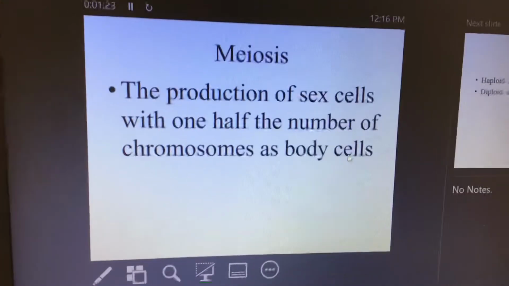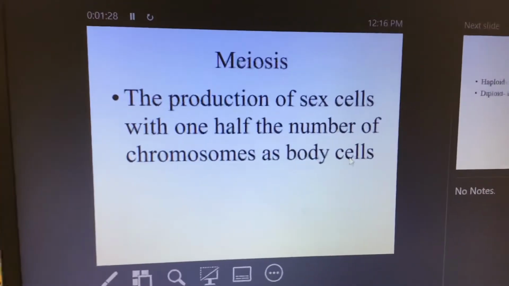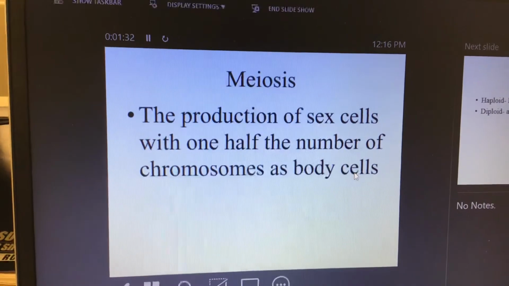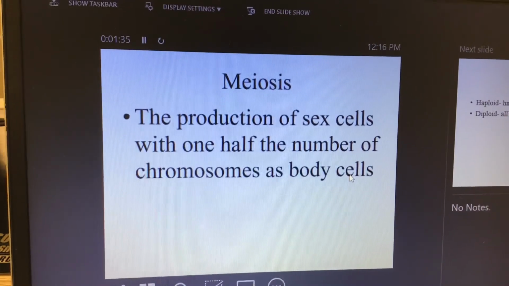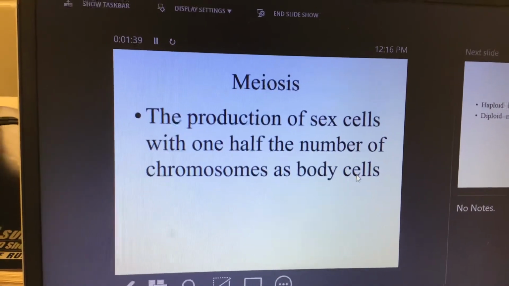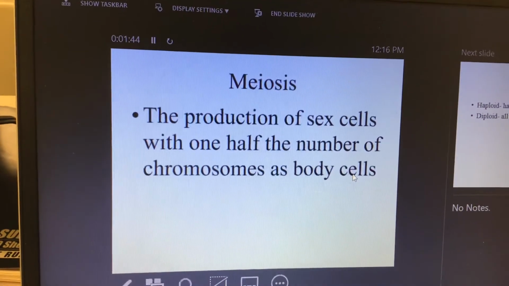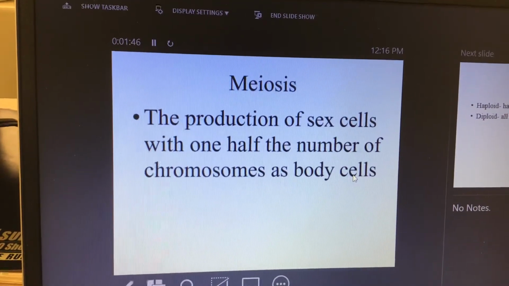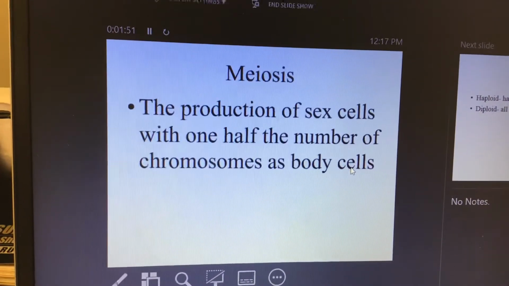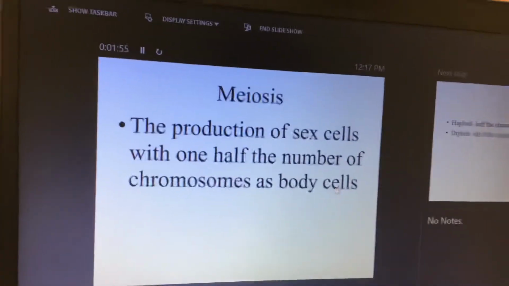Yesterday with my examples, I used the example of skin cell a lot. Well, in meiosis, we're making sex cells, and the two sex cells that we're making are sperm and eggs. So meiosis is going to make sperm and eggs. Remember, you can pause if I'm going too fast.